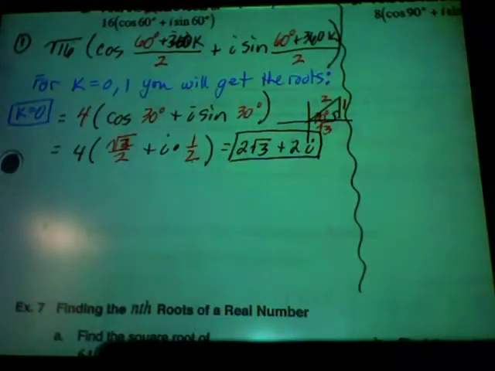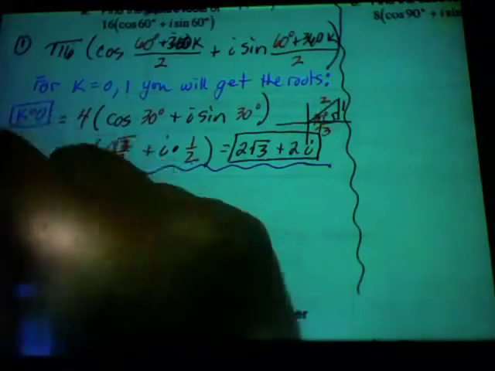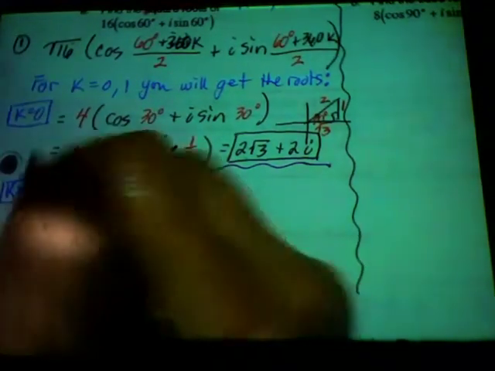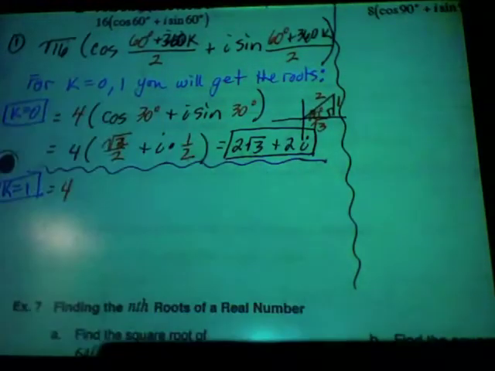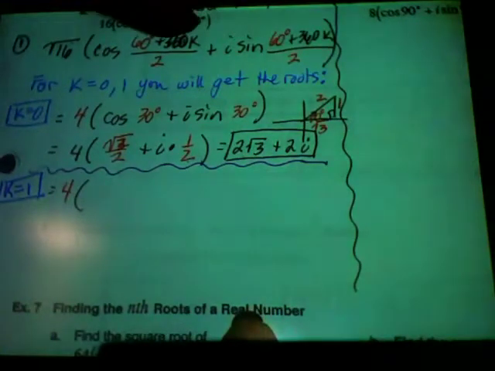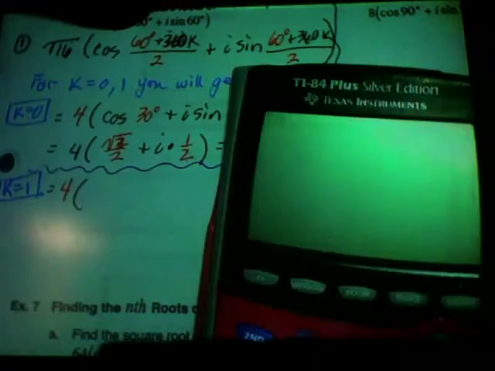Then we'll have to let k equal 1. I know, you're like, really? Yes, really. So we do it all over again. Square root of 16 was 4. We figured that out before, right? Times, now go back up here. If k is 1, what's 360 plus 60? Do it on your calc if you don't want to think so much.